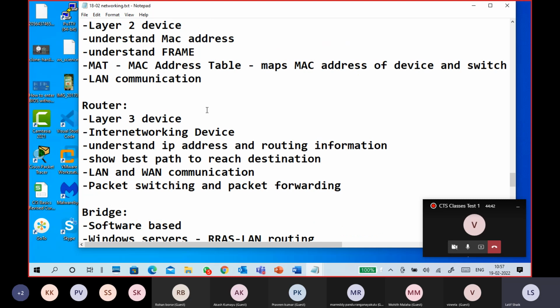Router is a layer 3 device and an inter-networking device. It means when two or more networks want to communicate with each other, we can use a router, or multiple routers. It understands standard IP addresses, routing, how to forward the packets to the destination, best path selection. For both LAN and WAN communications we use a router.